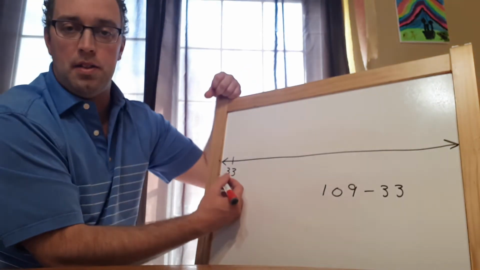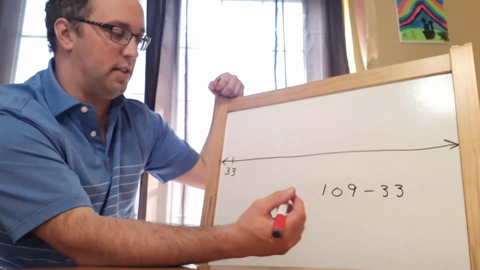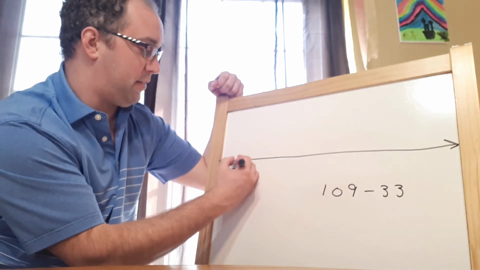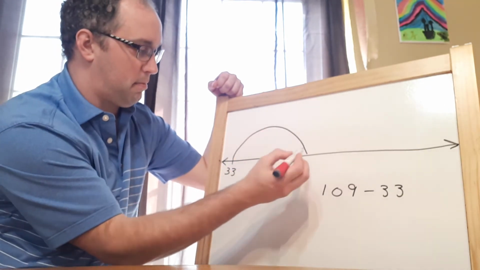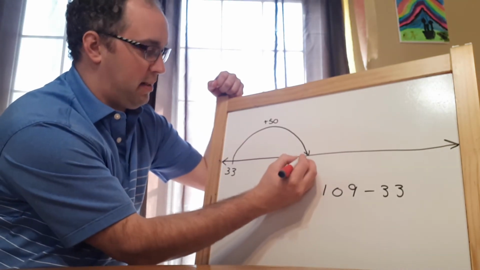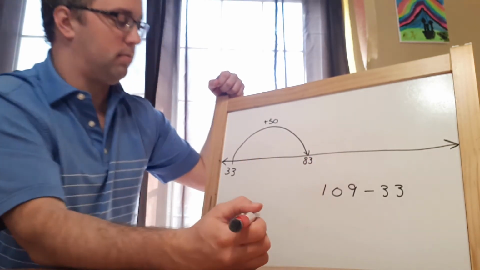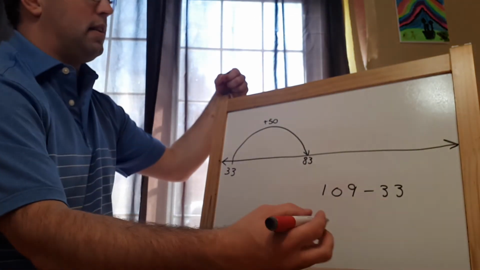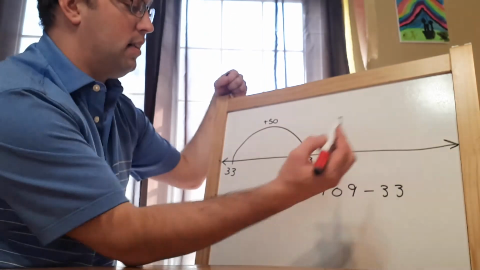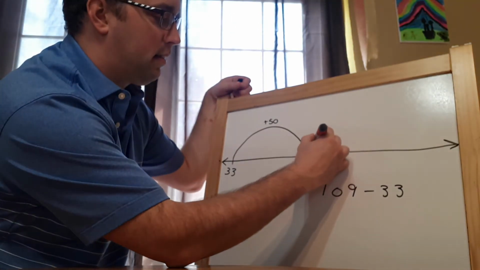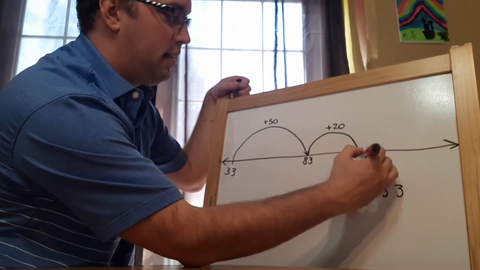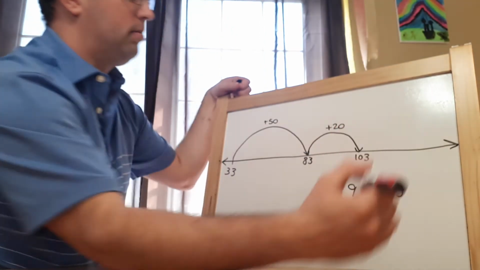So I'm starting at my 33 and I'm going to count up to 109. So I could make a large jump of 50. Okay, so I'm adding 50. That will take me to 83. Now I'm not quite at 109, so I have to keep going. I'll add 20, plus 20. That takes me to 103.